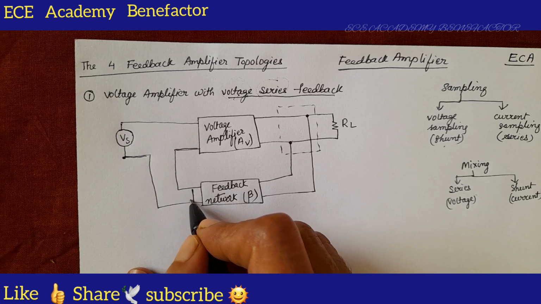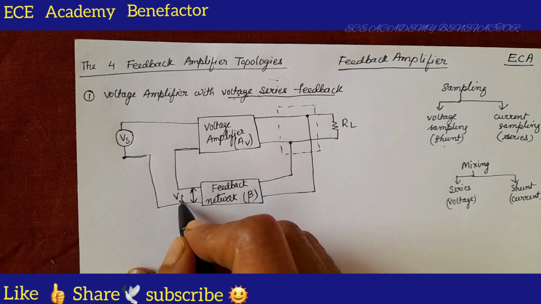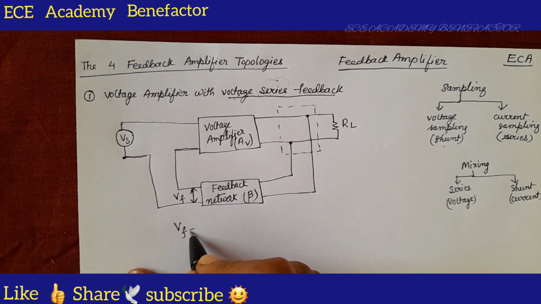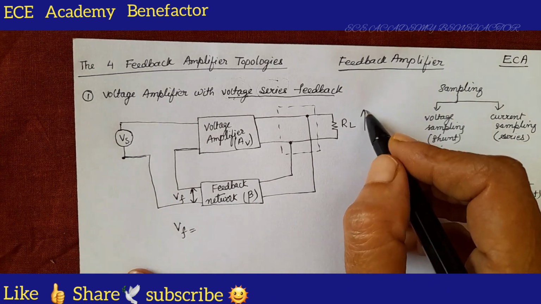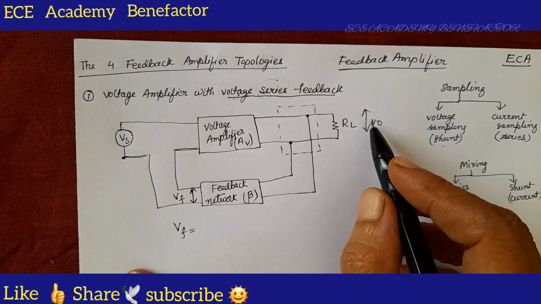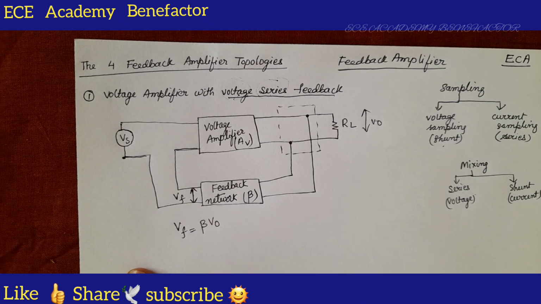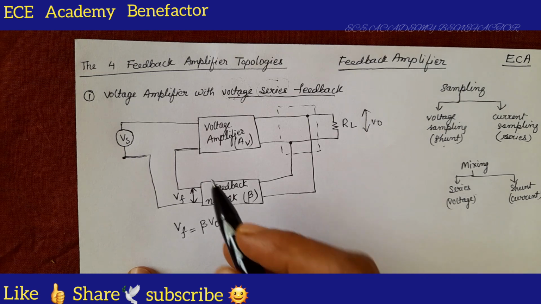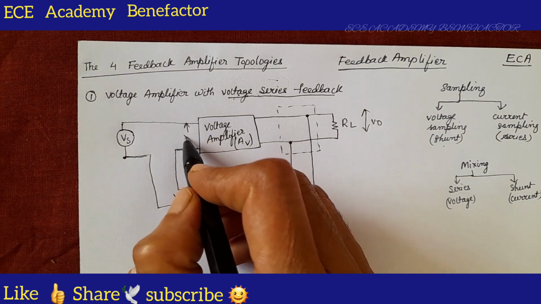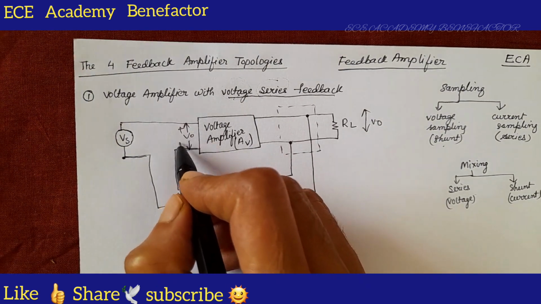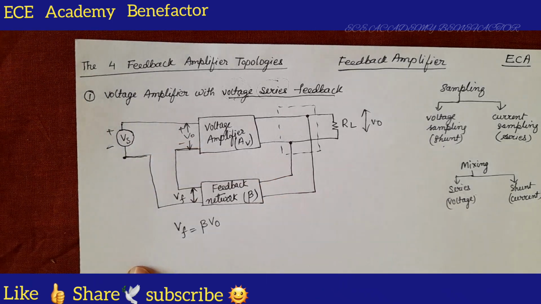What parameter is observed here? Voltage Vf. How much is Vf? We are observing the output voltage, so it will take a part of the output voltage. How much part? Beta times V naught. So Vf is equal to beta times V naught. And here we are observing the input voltage Vi and the voltage source Vs. So this is how we draw a voltage series feedback amplifier.